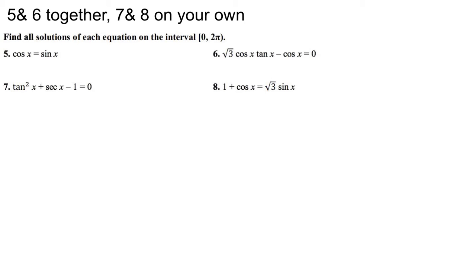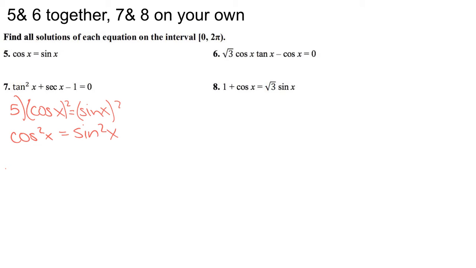All right, now we're looking at 5 and 6 together, and 7 and 8 are going to be on your own. So for number 5, we've got cosine x equals sine x. Literally, we can do nothing with that. So let's go ahead and square both sides. So we get cosine squared x equals sine squared x.